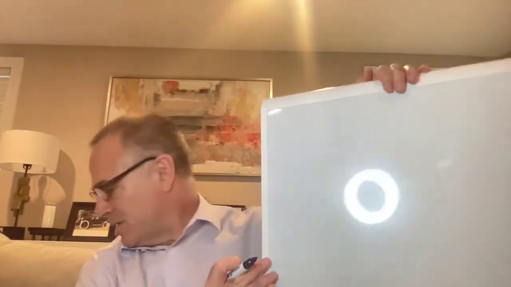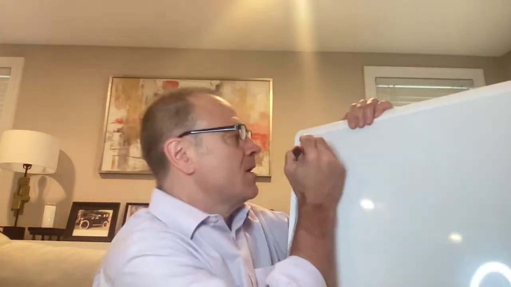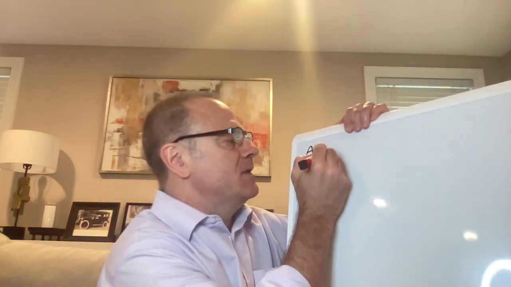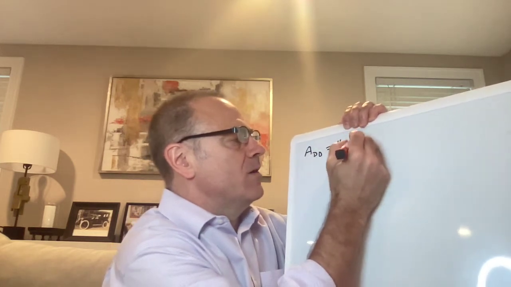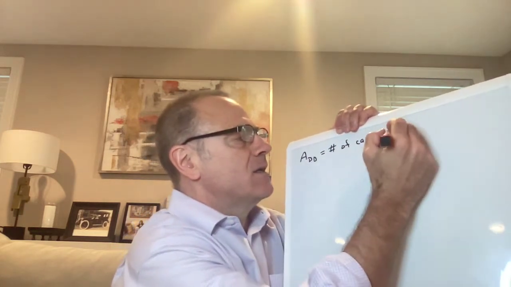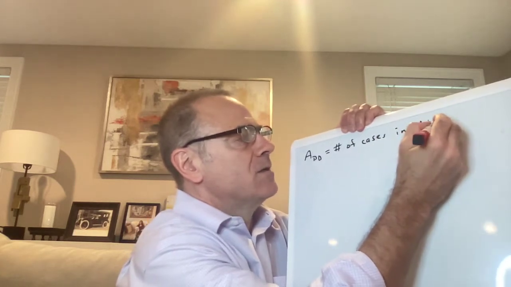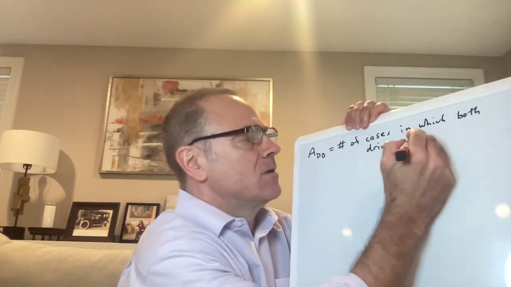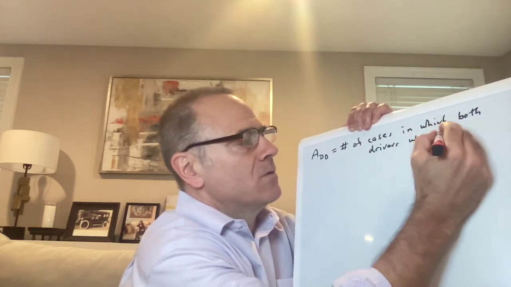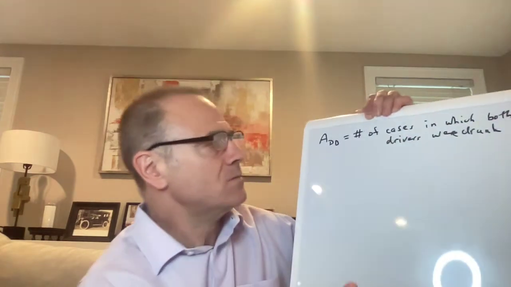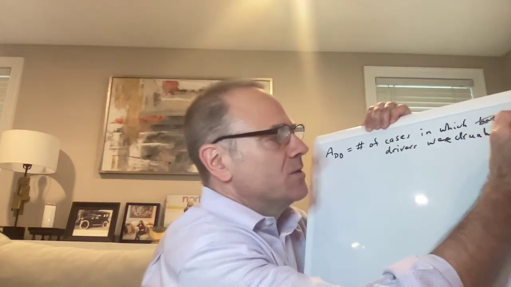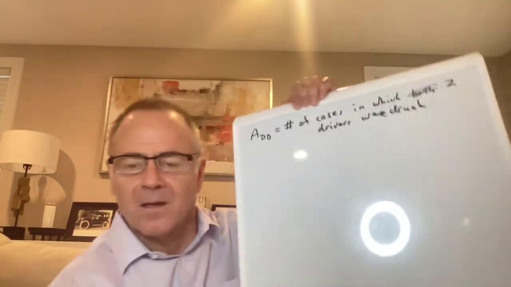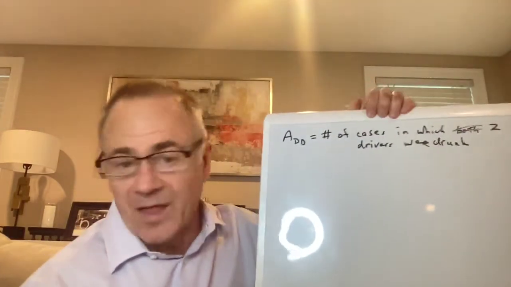All right. Levitt and Porter define A sub D D equals the number of cases in which both drivers were drunk. Actually, instead of both, I'm going to say two drivers were drunk. Remember, that's their data.